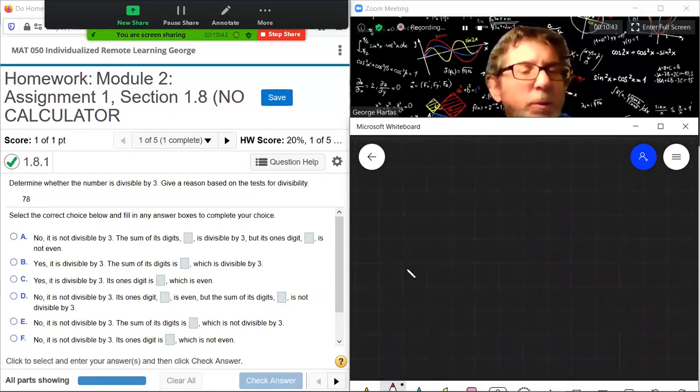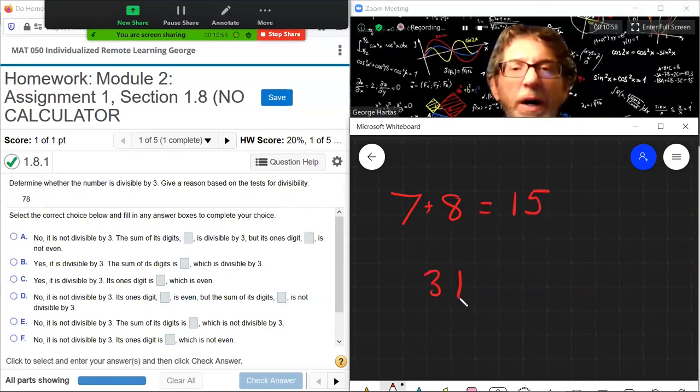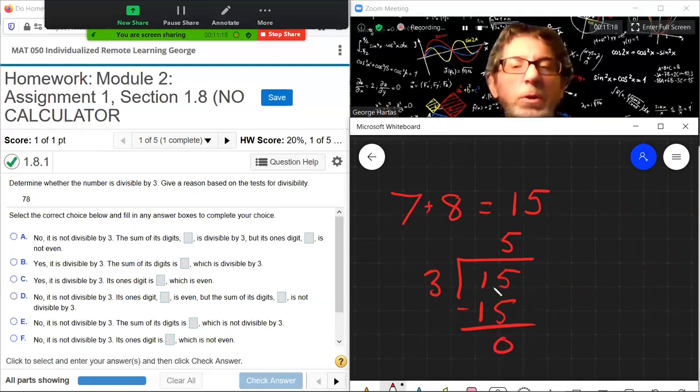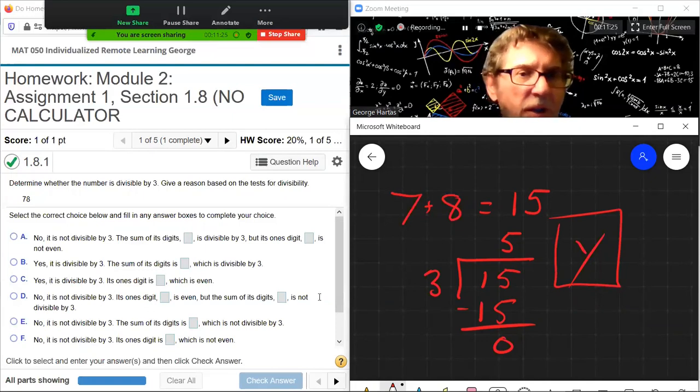Okay, so we have 78. Now the rules say to add the digits. Well, 7 plus 8 is 15. Does 3 divide evenly into 15 with no remainder? Absolutely it does. 3 divides into 15 5 times because 5 times 3 is 15. We have 0 remainder. So yes, 15 is divisible by 3, so we know the answer is yes. But which yes? There are several yeses here. So the best way to do these is first determine if it's yes or no, and then which yes and which no.